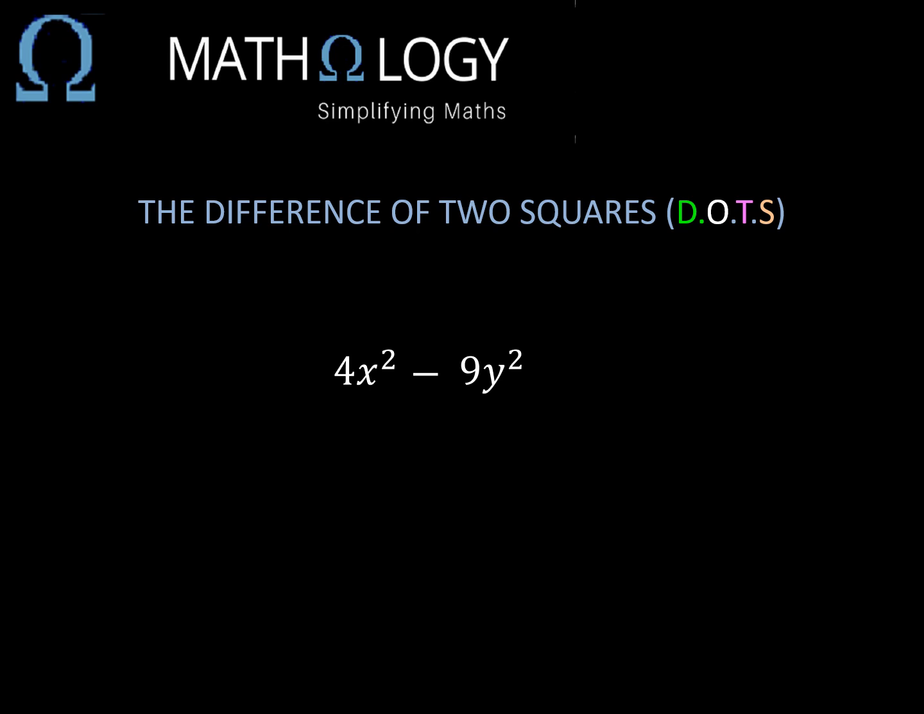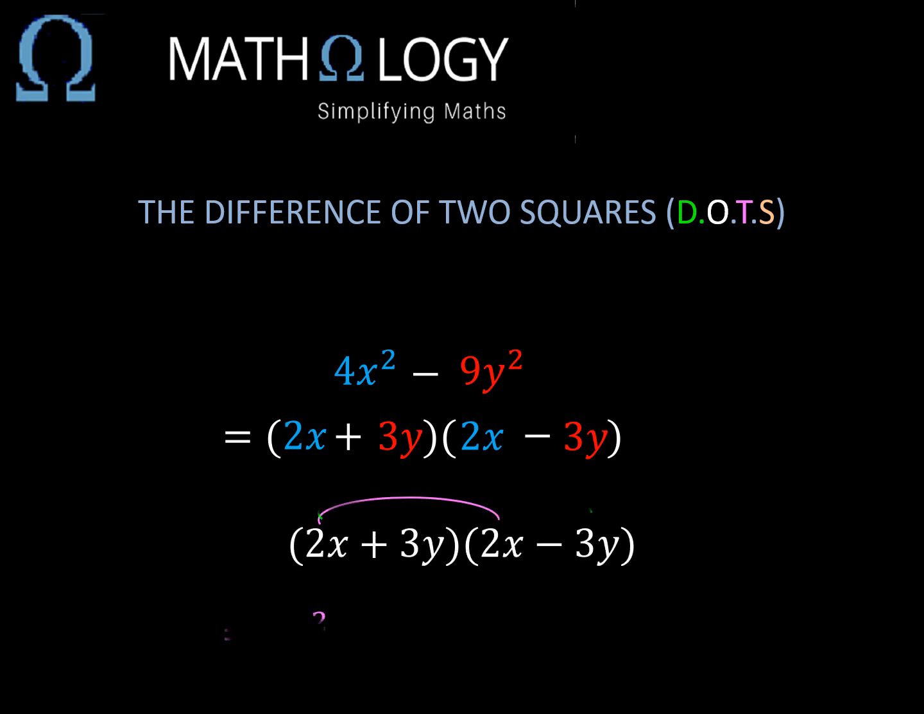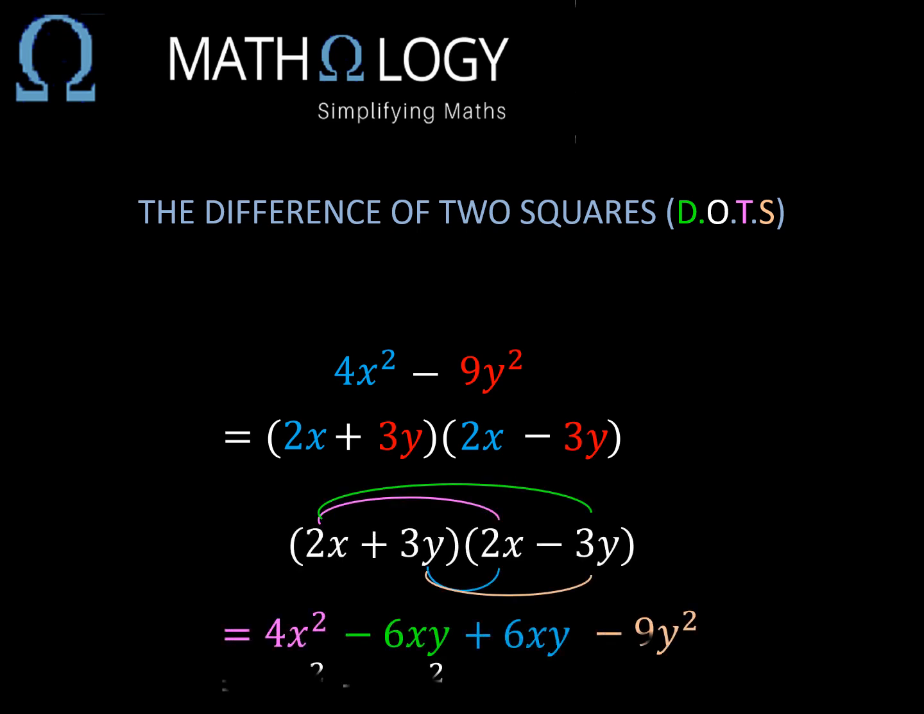So, open up double brackets. Place the square root of 4x squared, which is 2x, as the first term inside each set of brackets. Likewise, the square root of 9y squared is 3y, so place 3y as the second term inside each set of brackets. Finally, place opposite signs inside the brackets. 4x squared minus 9y squared therefore factorizes as (2x + 3y)(2x - 3y). You should always check your work, so multiply out these brackets to get the original expression.